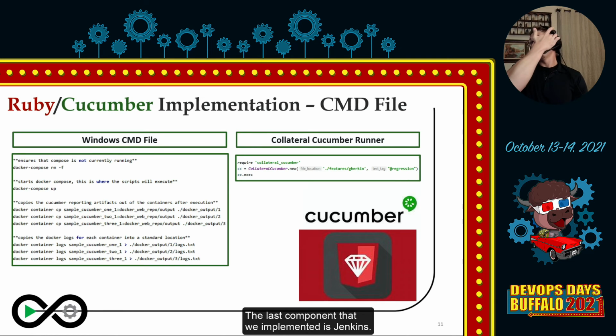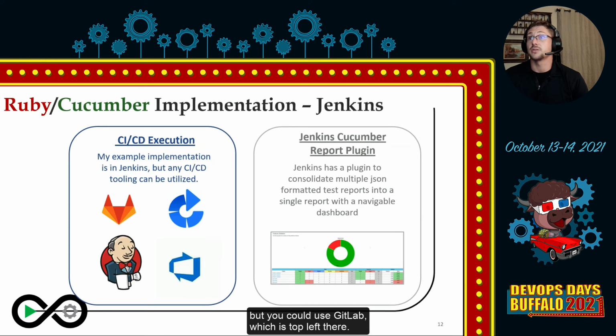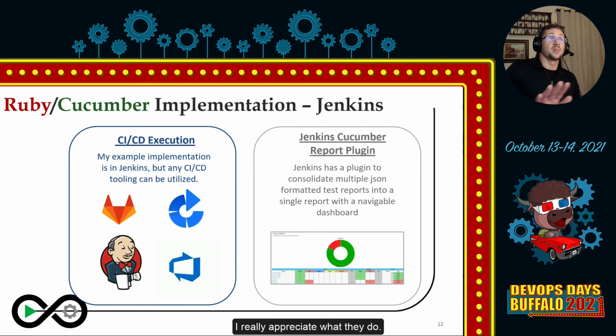The last component that we implemented is Jenkins. So obviously CI/CD execution. I use Jenkins, but you could use GitLab, which is top left there. You could use Bamboo, which I wouldn't recommend. I don't hear it much. Jenkins, which is great. I have my certified Jenkins engineer certificate. I really appreciate what they do. And ADO, last but not least. All of these would work fine.